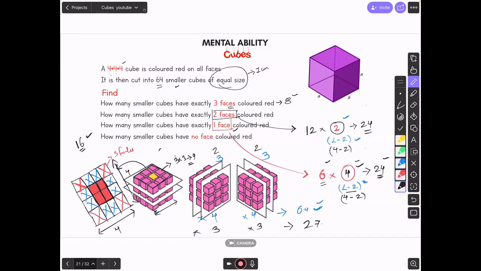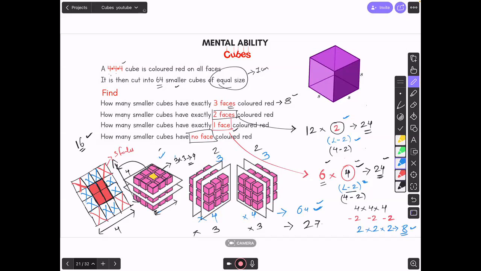Okay, and now the last one. No face colored red. So how will you solve this? It's a 4 by 4 by 4 cube. So what you will do here is minus 2, and minus 2. I told you, this is the formula. So 4 minus 2 is 2, 4 minus 2 is 2, 4 minus 2 is 2. 2 into 2 into 2, 8.